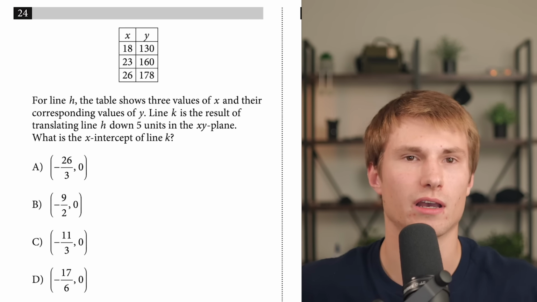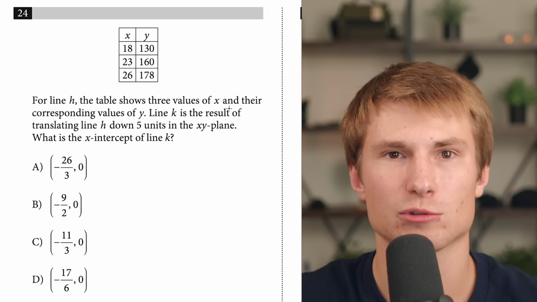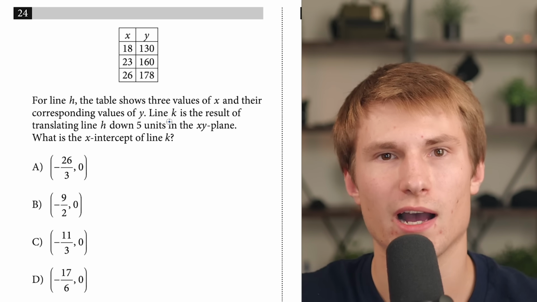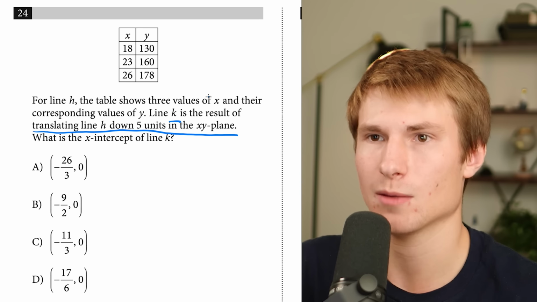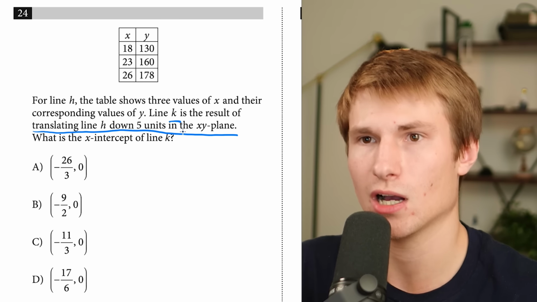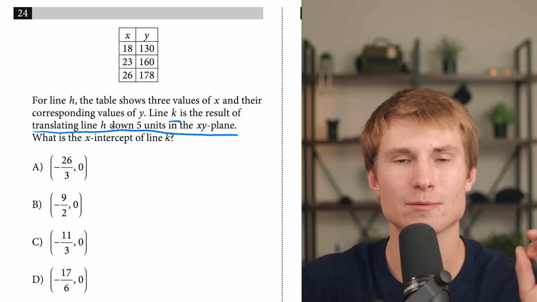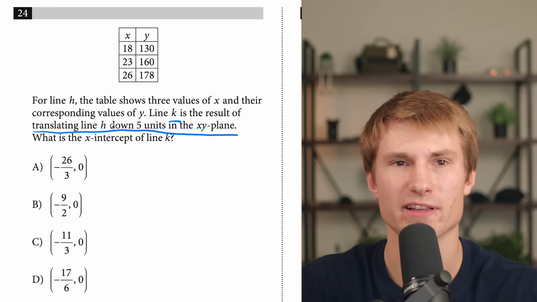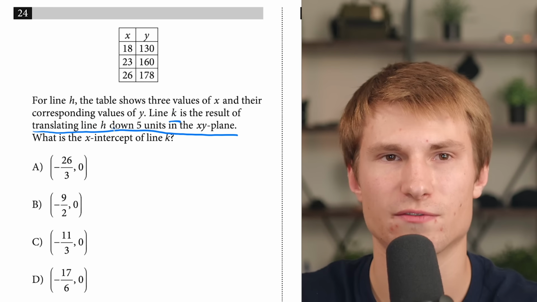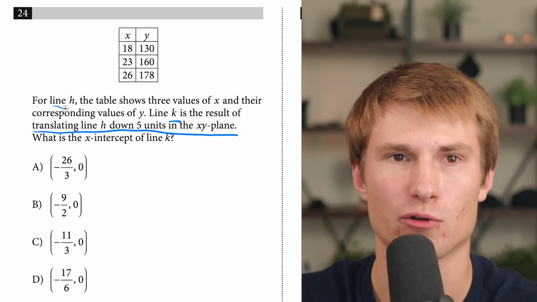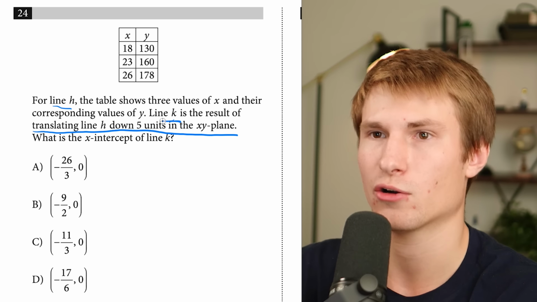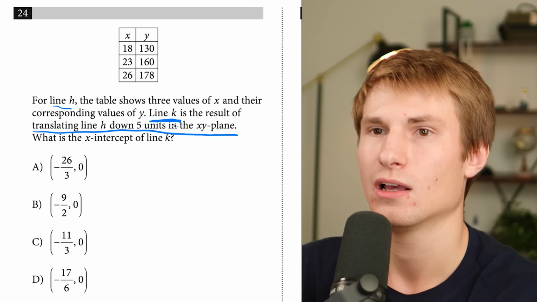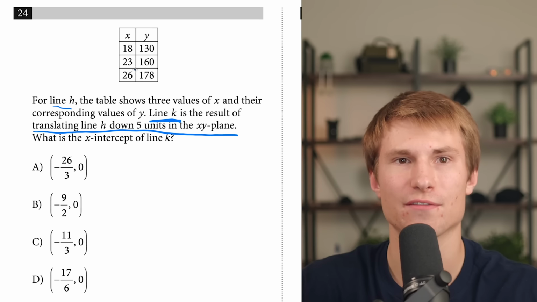All right, let's go to 24, switching the screen. There we go. Okay. For line H, the table shows 3 values of X and corresponding values of Y. Line K is the result of translating line H down 5 units in the XY plane. This right here is what's going to get a lot of people on the SAT to get questions wrong. You absolutely need to pay attention to translation questions. It's fairly common for them to give you something like an equation or a table or a graph, and then state that a different equation or line or graph is a translation of the graph that they gave you.